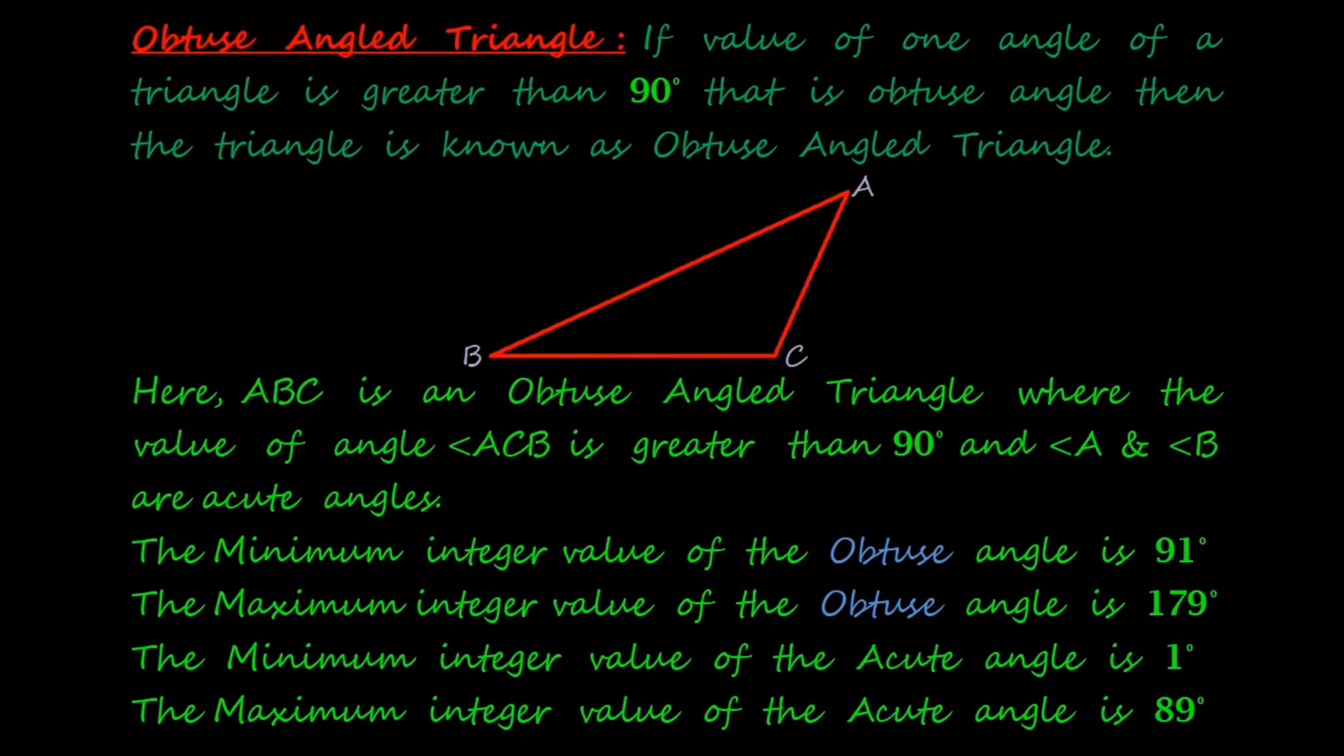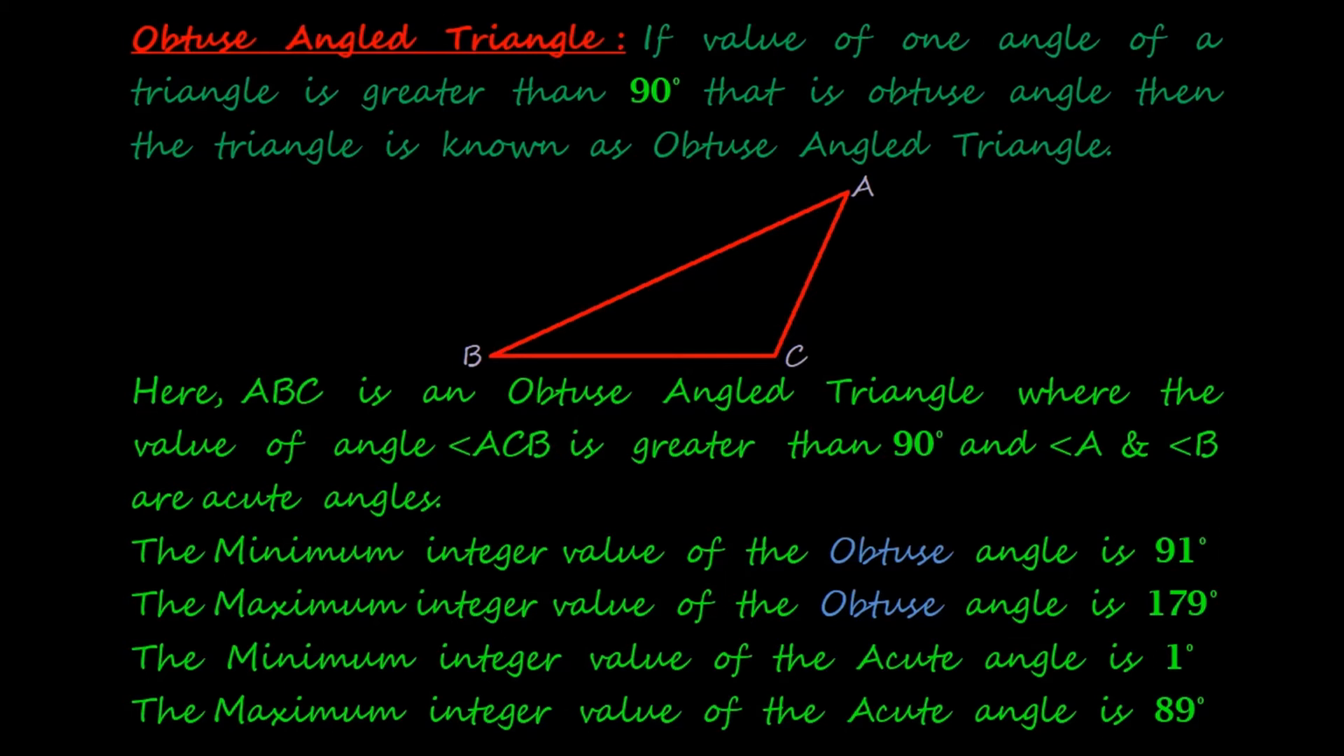Obtuse angled triangle. If the value of one angle out of three angles in a triangle is greater than 90 degrees and the remaining two angles are less than 90 degrees, that means acute angles, then the triangle is known as an obtuse angled triangle. Here in triangle ABC, angle ACB is an obtuse angle. Therefore, triangle ABC can be called an obtuse angled triangle. And the remaining two angles, angle A and angle B, are acute angles here.